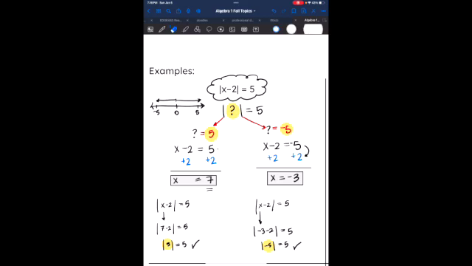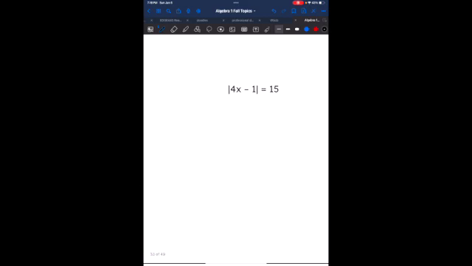Let's take a look at our second example. For our second example, we have a slightly more complicated expression inside of our absolute value, but that is totally okay. We're going to deal with it just the same. First, I ask you to recognize that this problem is exactly like the other ones we were looking at in its structure. The absolute value of something equals a number.